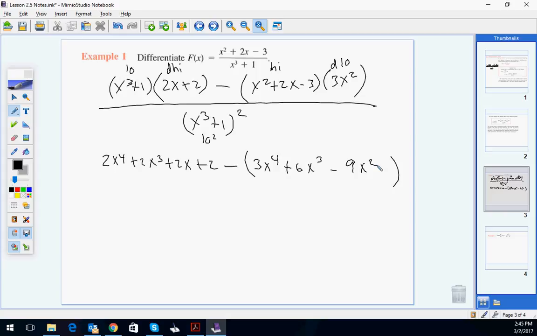Okay, so we just got to combine like terms here. 2x to the 4th minus 3x to the 4th, that's a negative x to the 4th. 2x cubed minus 6x cubed is a negative 4x cubed. 2x minus, there is no other ones, so we'll keep that 2x, and there is no constants. And we're minusing a negative 9x squared, so that's plus 9x squared.